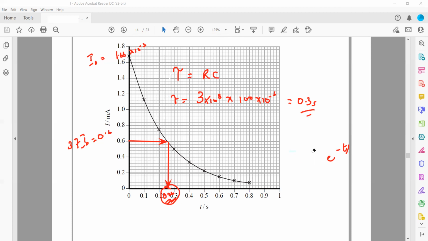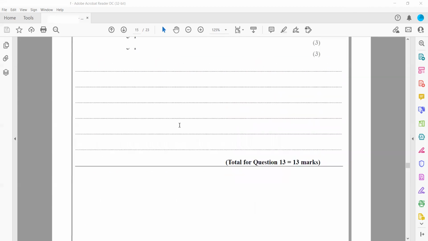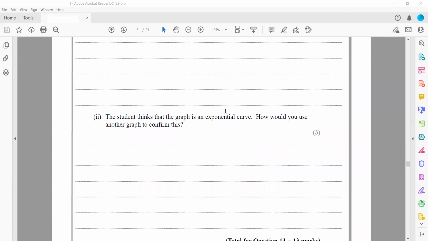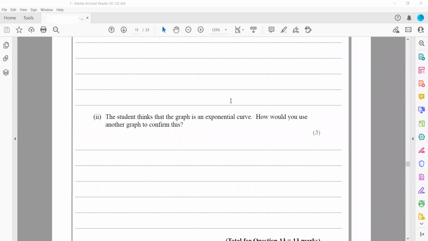Then the next part: a student thinks that the graph is an exponential curve. How would you use another graph to confirm this? How can a student use another graph to confirm that it is an exponential curve? So basically we have the formula I equals I naught e raised to the power minus t over RC.